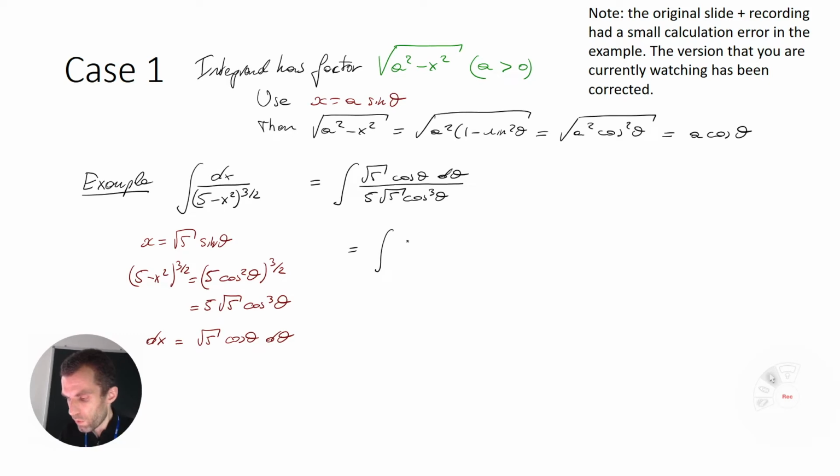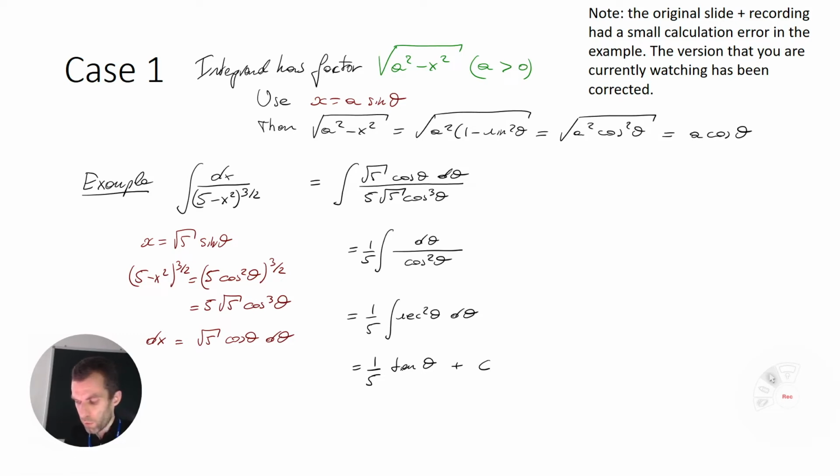And so that simplifies to 1 over 5 d theta divided by cosine squared theta, or 1 over 5 integral of secant squared theta d theta. And that then gives us the answer straight away. So the integral of secant squared is the tangent of theta plus a constant. And now we have to determine what tangent of theta is given sine of theta.